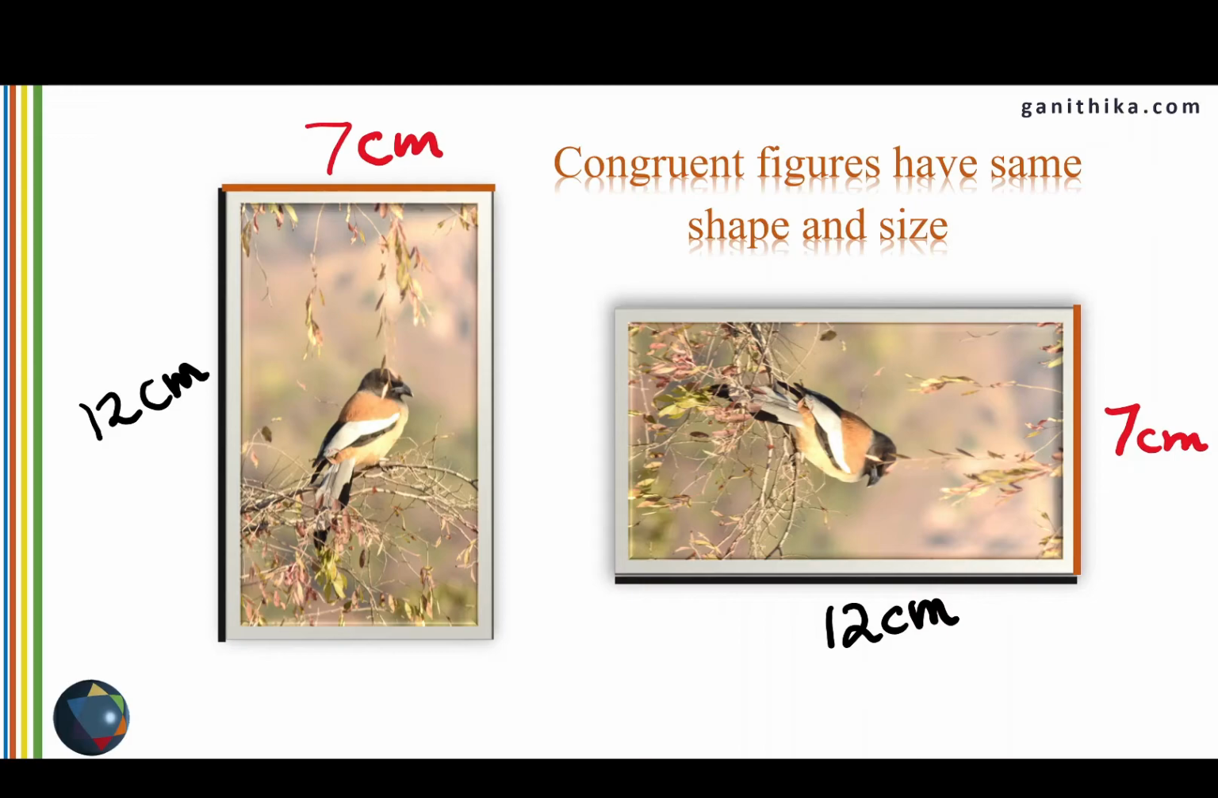The corresponding sides will be of the same length and the shape will be maintained. In this case, the shape is a rectangle in both the frames and the lengths are 12 centimeters while the widths are 7 centimeters. So these two photo frames are congruent to each other because they have the same shape and same size. Let's consider another photo frame.